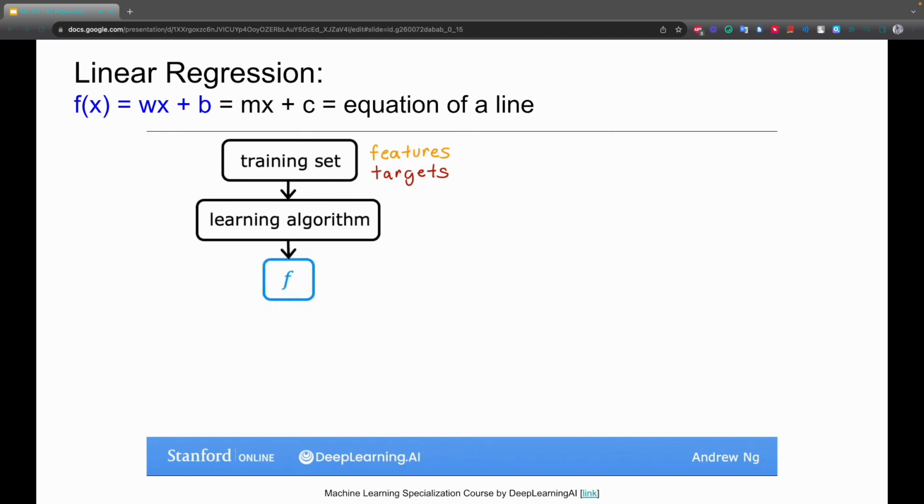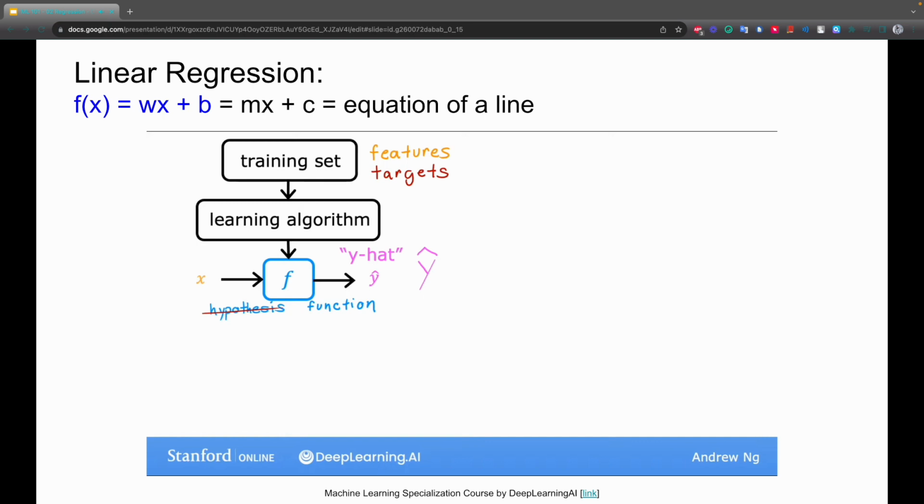We'll write this function as lowercase f, where f stands for function. Historically, this function used to be called a hypothesis, but I'm just going to call it a function f in this class. And the job of f is to take the new input x and output an estimate or prediction, which I'm going to call y hat. It's written like the variable y with this little hat symbol on top. In machine learning, the convention is that y hat is the estimate or the prediction for y.